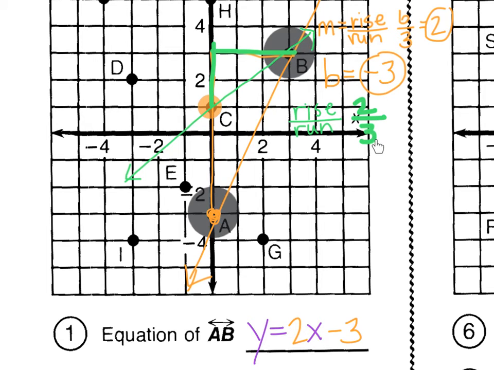I also have to check and see if I can simplify or reduce it. And I don't believe that I can reduce 2/3 any further. So I'm going to leave 2/3 the way it is. Positive because it's uphill, and 2/3 because I can't reduce. Now I've got to locate that y-intercept.